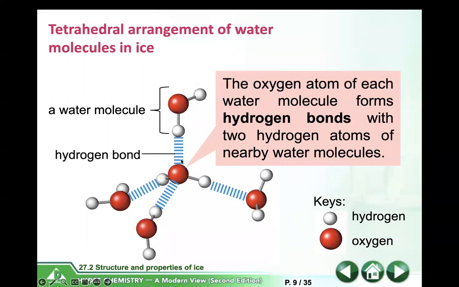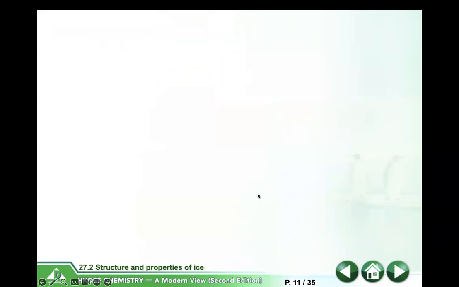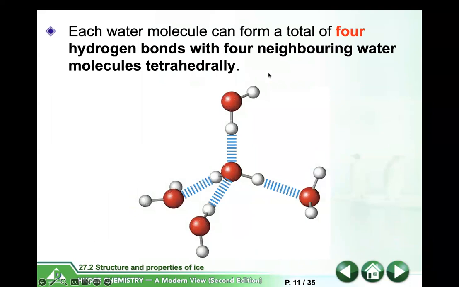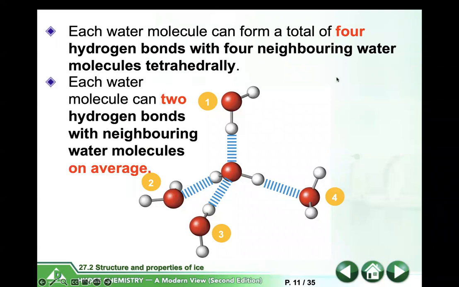That means they are solid. They have to get closer and closer with each other. They have to form the right orientation. That means the tetrahedral shape comes out again. So when the hydrogen bonds form, there are four hydrogen bonds with four neighboring water molecules tetrahedrally: 1, 2, 3, and 4. So each water molecule can form a total of 4 hydrogen bonds with 4 neighboring water molecules tetrahedrally.